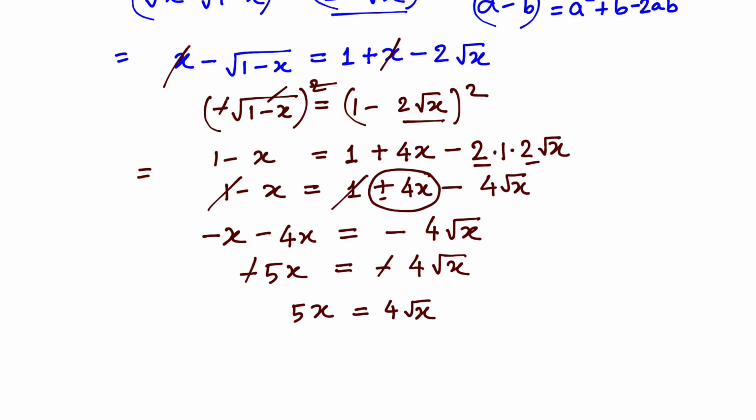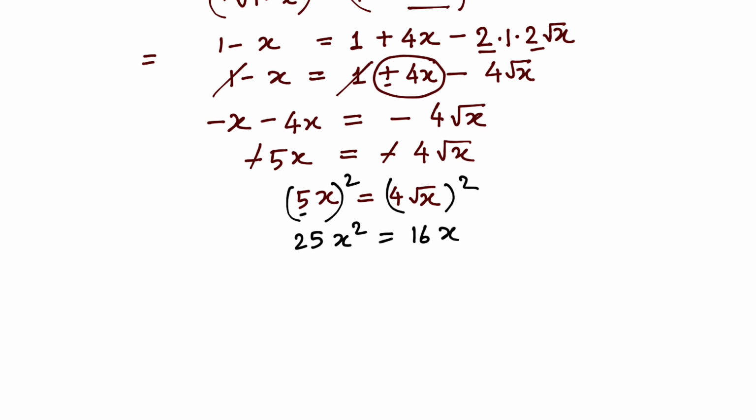Now let's square both the sides. So it will become 25, square of 5 is 25, x square is equal to 4 fours are 16 and square of under root x is x. Now if we divide both sides by x, this x will cancel the square and here x will cancel the x on the right hand side. So it is 25x is equal to 16. This is what we got.